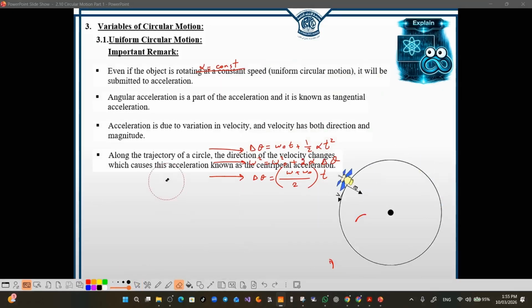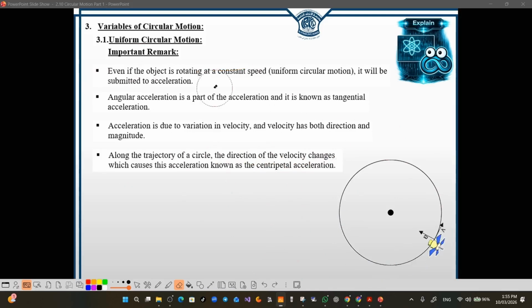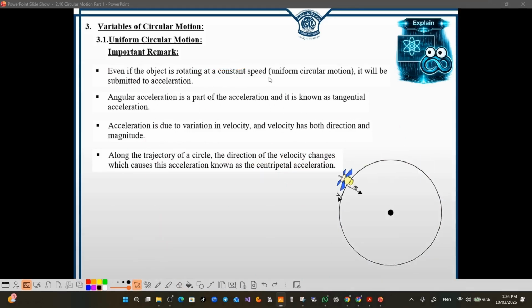Now, some remarks regarding uniform circular motion. Even if the object is rotating at constant speed, it is subject to acceleration. What do we call this acceleration? Usually we call it centripetal acceleration. This is going to be our topic for the next session. Angular acceleration is a part of acceleration, and this is known as tangential acceleration. So this is just a component of the acceleration. Acceleration is due to variation in velocity, and the velocity has both direction and magnitude. Along the trajectory of a circle, the direction of the velocity changes, which causes the acceleration known as centripetal acceleration.